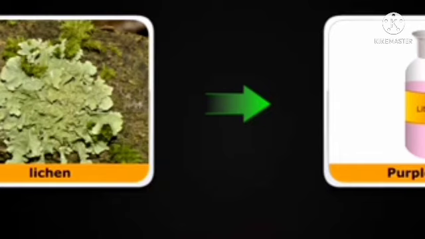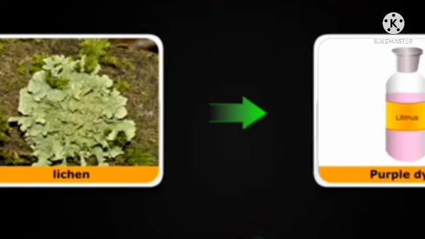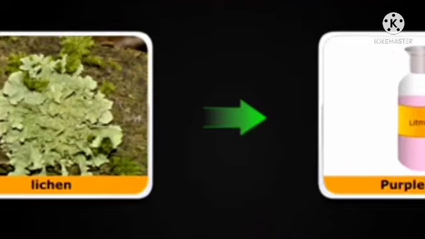Litmus solution. A litmus solution is made from a purple dye. It is extracted from the lichen, which is a plant belonging to division Thallophyta. The solution of litmus in distilled water is purple color. The solution is called litmus solution.